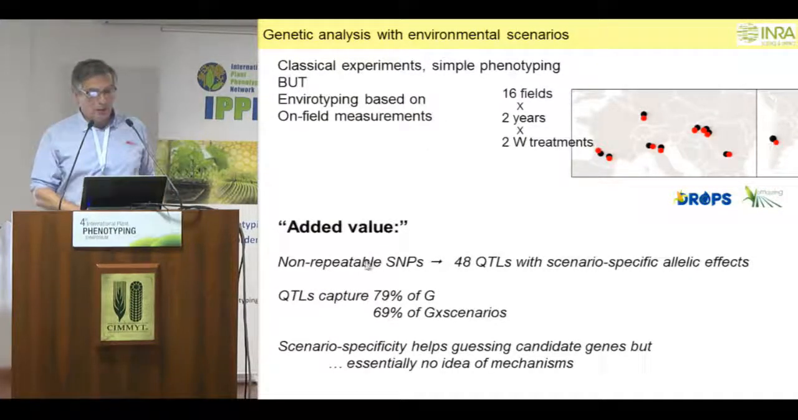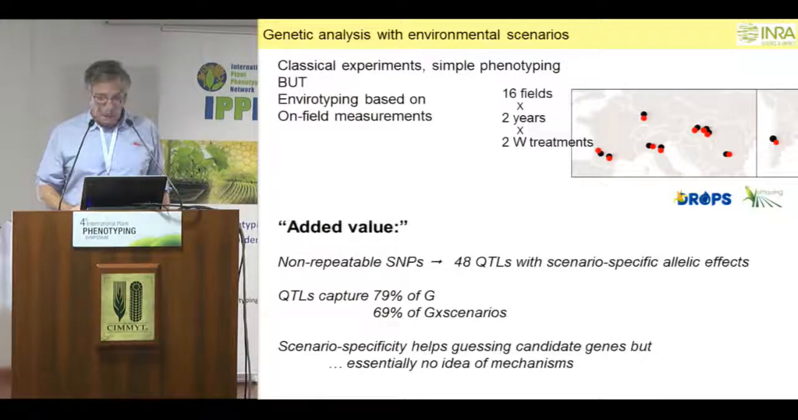And the added value is that from a lot of non-repeatable SNPs, we got 48 QTLs, quite good, scenario specific. So each of them has different effects. And in total, they capture about 80% of G and nearly 70% of G by scenario, so it's decent. Scenario specificity helps getting the candidate genes, but again, essentially, we have no idea of the mechanisms.